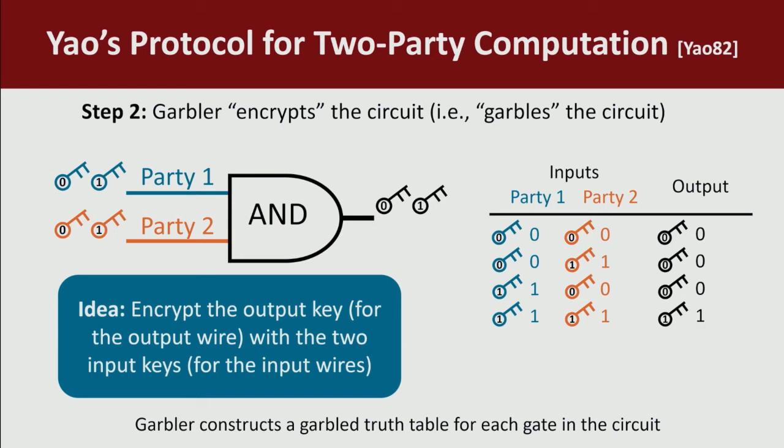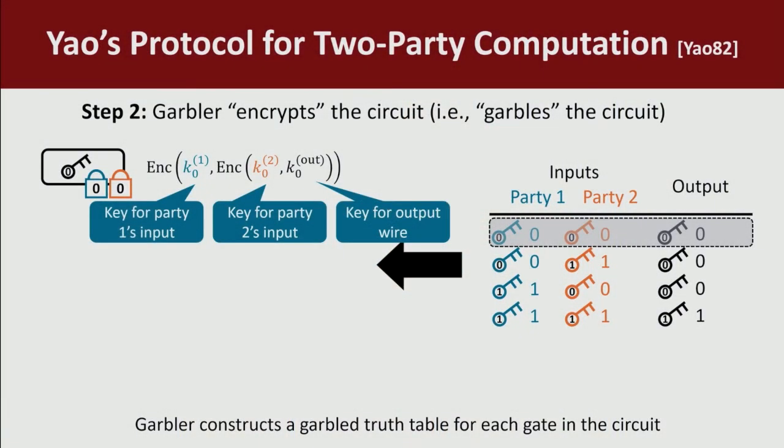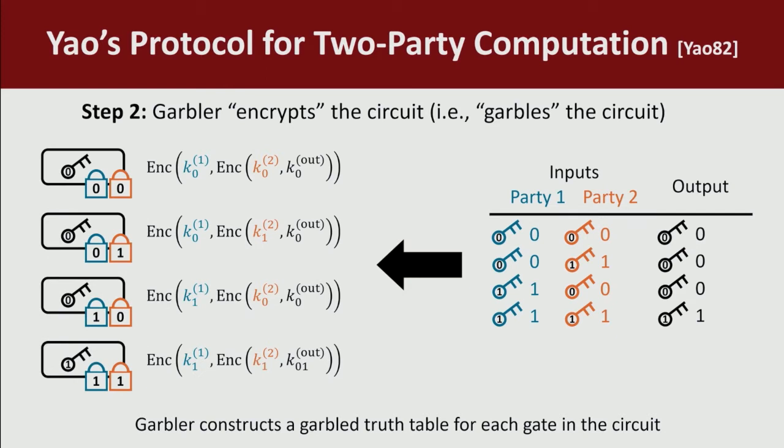Let me show you this as a picture. Let's take the first row in this truth table. Both inputs are 0, the output is also 0. So we're going to encrypt the key associated with the value 0 for the output wire, here denoted by K0 out. And we're going to encrypt it using the 2 keys corresponding to the input values. Party 1's input value is 0, party 2's input value is also 0. And we're going to proceed likewise.